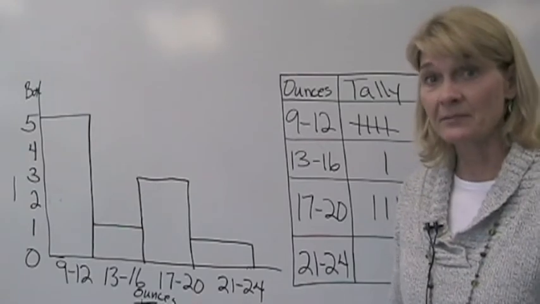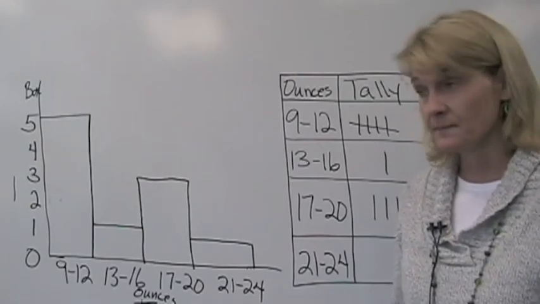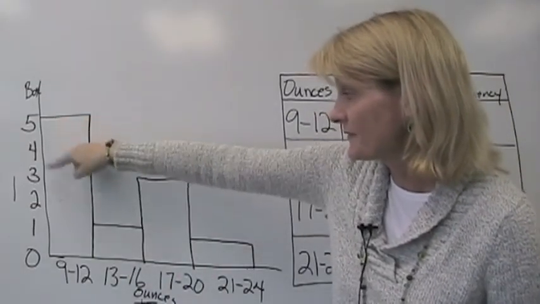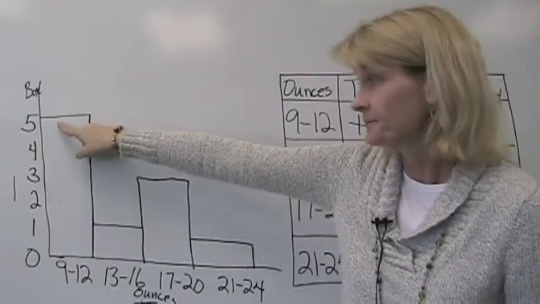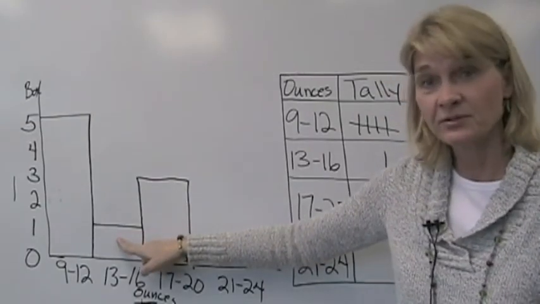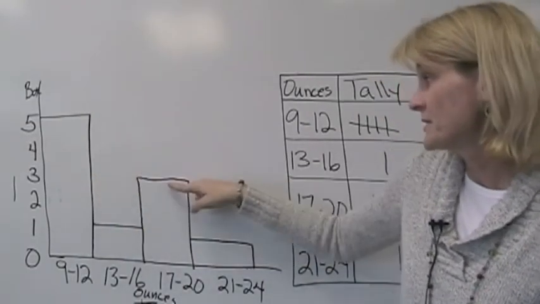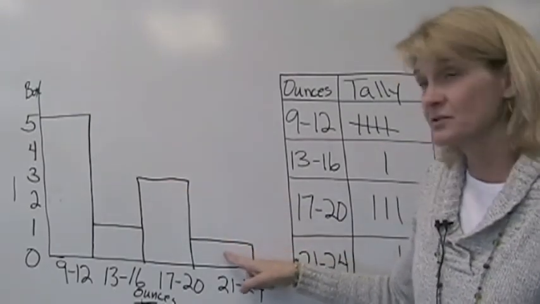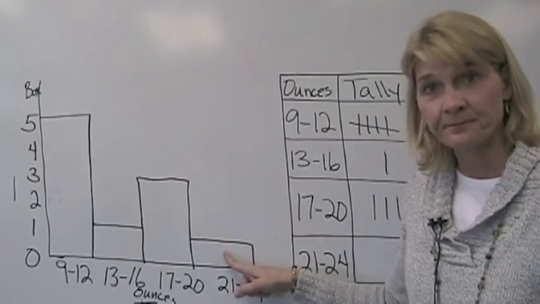If I wanted to say how many cereal boxes do we have altogether, I would count them. I would count 5 boxes have that much, so there's 5 boxes. And then I have 1 box here, so that's 6. And then I have 3 boxes here, so that's 9. And then I have 1 more box here, so that's 10 boxes of cereal.